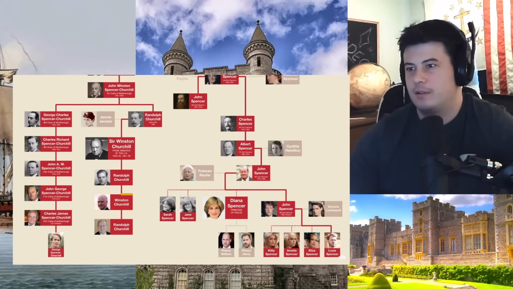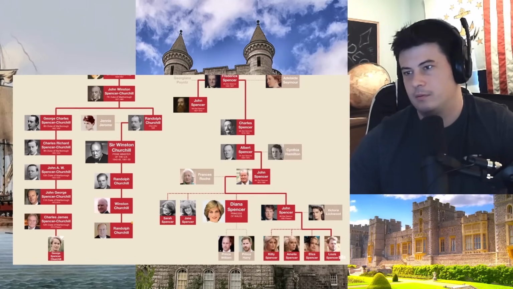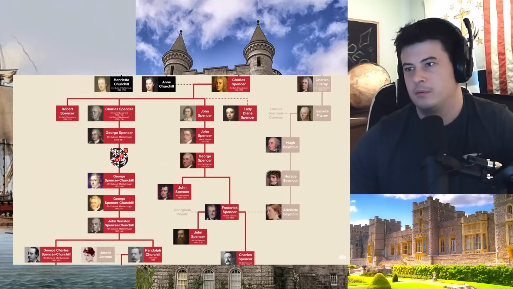Both served in Parliament. The younger Winston's oldest son, named Randolph, is now the most senior male descendant of the famous PM. Alright, now let's turn our attention to the Spencers.